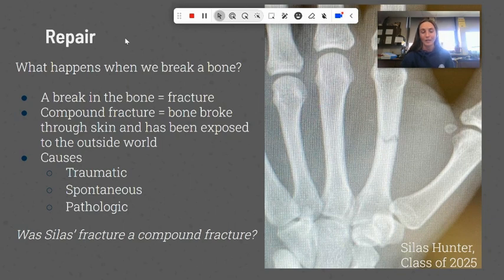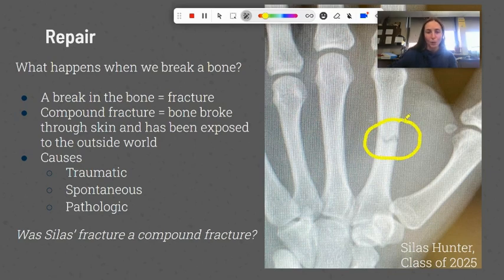There are many ways that a bone breaking can happen. It can be a traumatic thing, like something really happening to you. It can be spontaneous, where it just shows up one day, or it can be pathologic, where there's something going on physiologically that's changed the structure of our bones and therefore they're breaking. So if we look at this example here, we can see that Silas has a fracture.